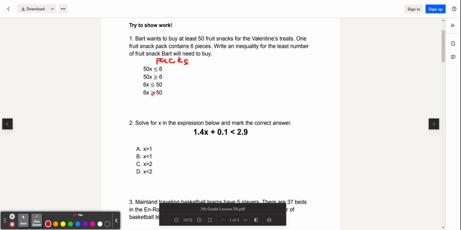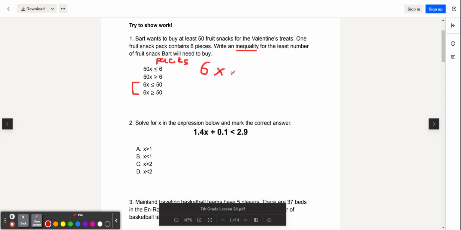If you look at our answer choices, you'll notice that they're all inequalities, which is good because that's what we want. And now we simply eliminate. You'll note that for 2 of these, we have 50 as our coefficient, and for 2 of these, we have 6 as a coefficient. It will be one of the 6 ones because x is the number of fruit snacks that we want to buy, and each one contains 6 pieces.